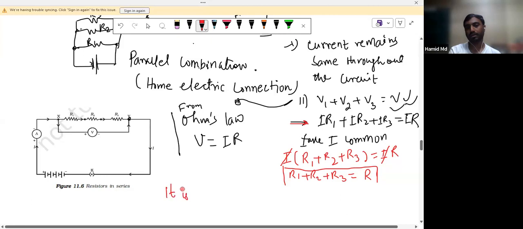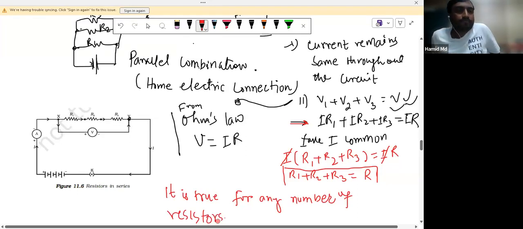It is true for any number of resistors. Clear? Any doubt? No, sir. Okay, so what does it mean?